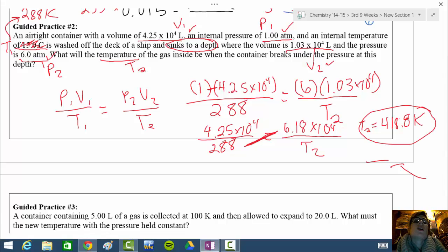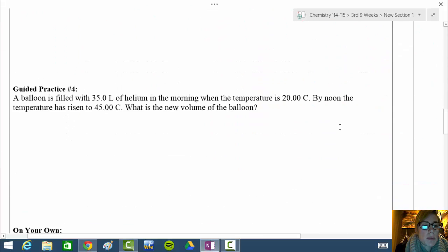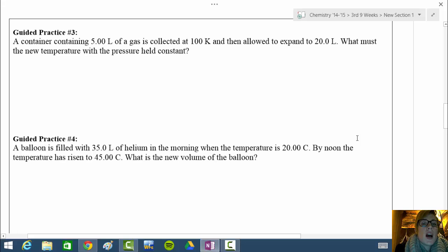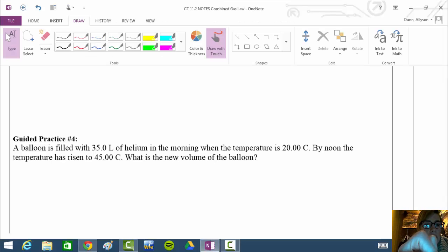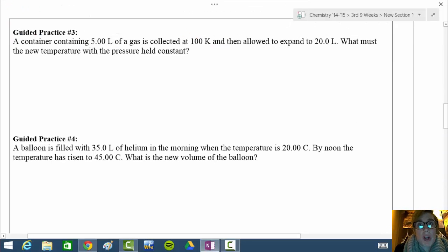And how did I know it was Kelvin? Well, remember, your units are always the same. So if my first temperature was in Kelvin, which it was, then my second temperature is also going to be in Kelvin. The next 2 practice problems I'm going to show you, we're not going to have the units for every single pressure, volume, and temperature.